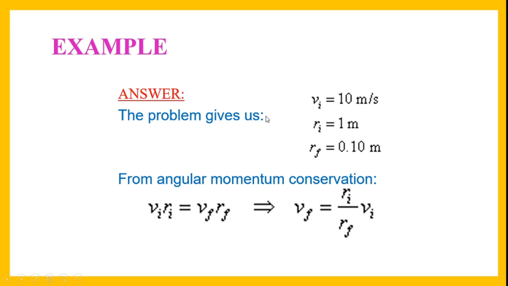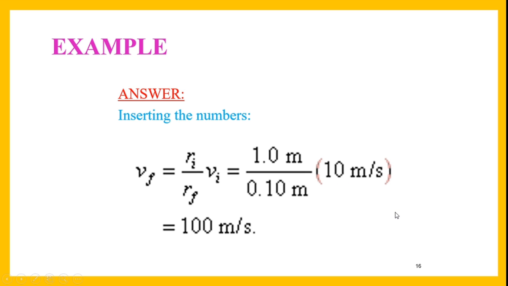So the problem has given us Vi is equal to 10 meters per second, Ri is equal to 1 meter, Rf is equal to 0.1 meters. We have to calculate Vf. From the law of conservation of angular momentum, we know that ViRi is equal to VfRf, wherein Vf is equal to Ri by Rf into Vi. Substituting all the values, we get Vf is equal to 1.0 meter by 0.1 meter into 10 meters per second. After simplifying, we got the speed as 100 meters per second.